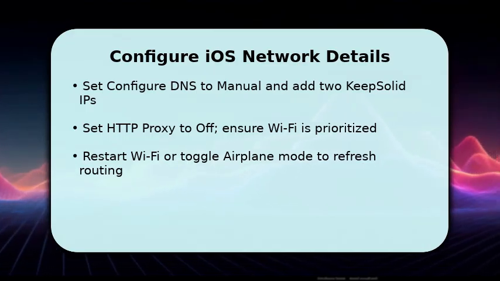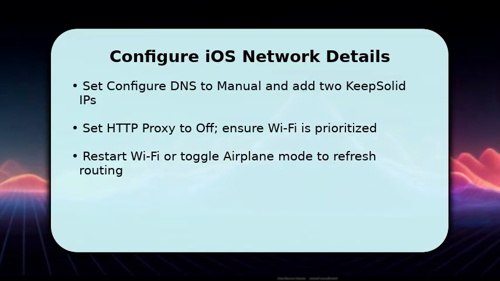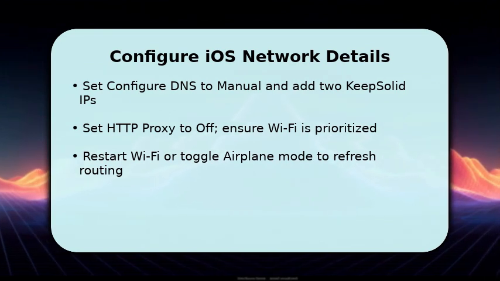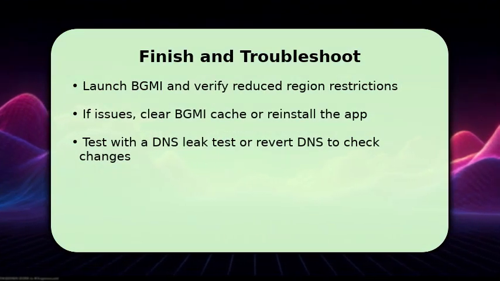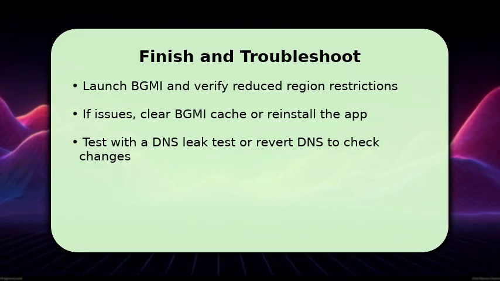If you use multiple networks, repeat for each. Remember, smart DNS works per network, so consistency matters. Finally, launch Bgmi and verify access and latency. You should see region-dependent content appear or matchmaking behave differently. This confirms DNS routing worked.